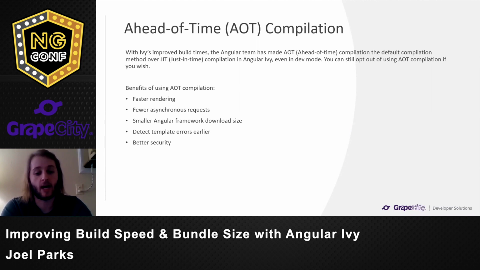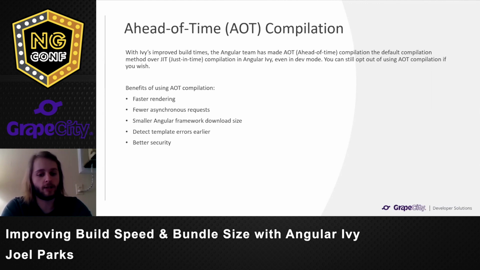Now, AOT, or ahead-of-time compilation, converts your Angular HTML and TypeScript code into efficient JavaScript code during the build phase, before the browser downloads and runs your code. Compiling your application during the build process will provide faster rendering in the browser. Some reasons that you would want to use AOT include faster rendering. With AOT, the browser downloads a pre-compiled version of the application. The browser loads executable code so that it can render the application immediately, without waiting to compile the app first.